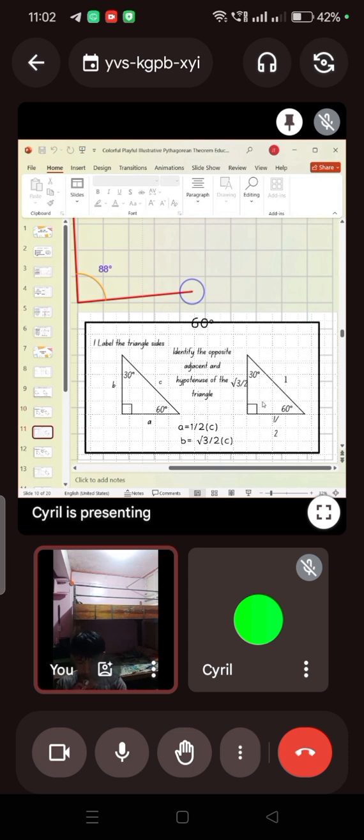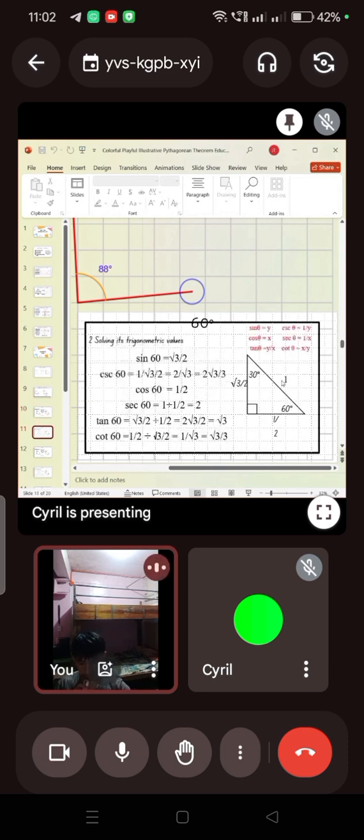So to find sine, all you have to do is substitute y, which is square root of 3 over 2. For cosecant, you have to divide 1 over y. So 1 divided by square root of 3 over 2 is equal to 2 over square root of 3, which equals 2 square root of 3 over 3.